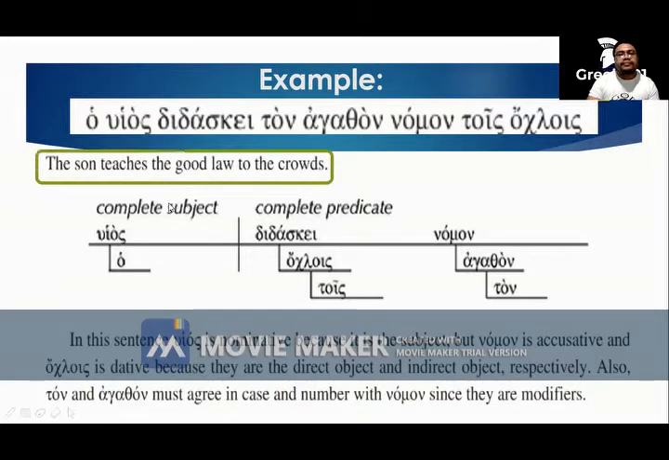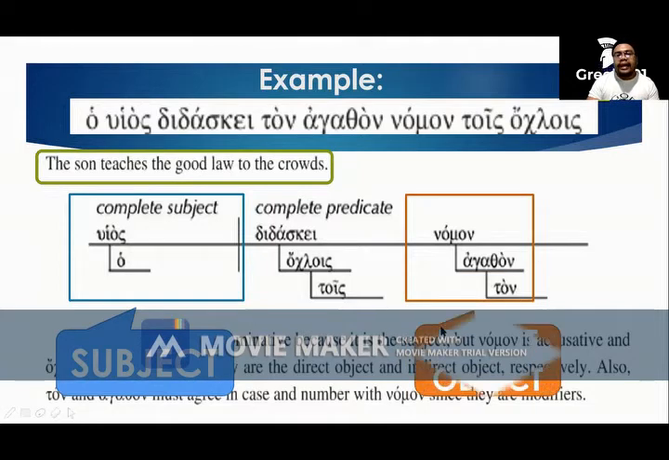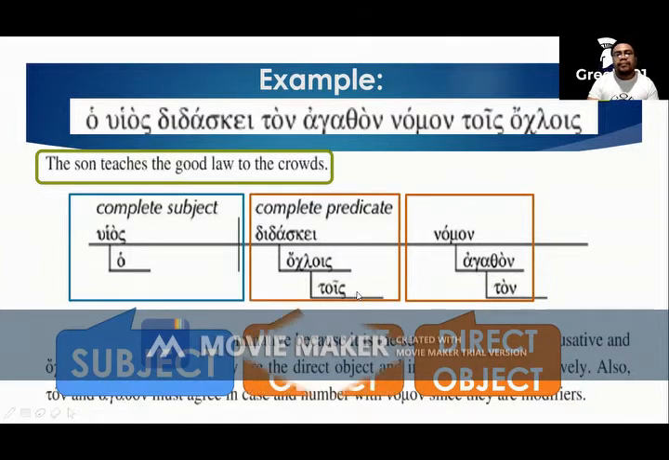So here we have the subject, ho huios, the son. And we have also a direct object, ton agathon nomon, the good law. And finally, we have the complete predicate and the indirect object, tois ochlois. So that's an example of sentences with a direct or indirect object.